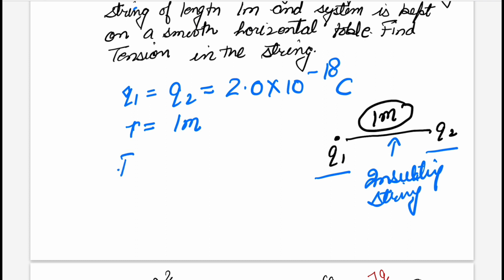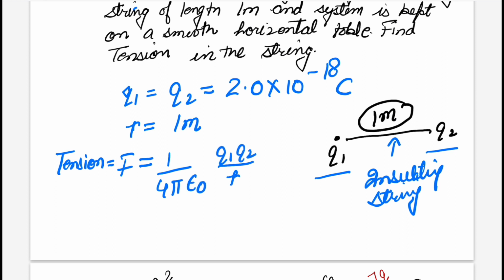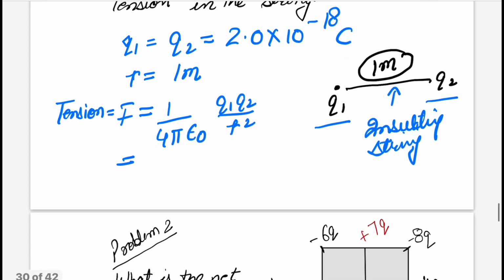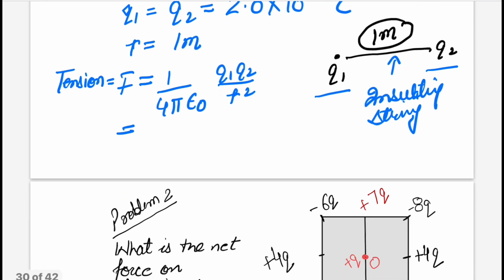So the tension in the string will be the same as that of the Coulomb force of repulsion, that is 1 upon 4 pi epsilon naught Q1 Q2 by r square, right? And the value of 1 upon 4 pi epsilon naught, we know it is 9 into 10 raised to power 9, right? We did it in the previous video.